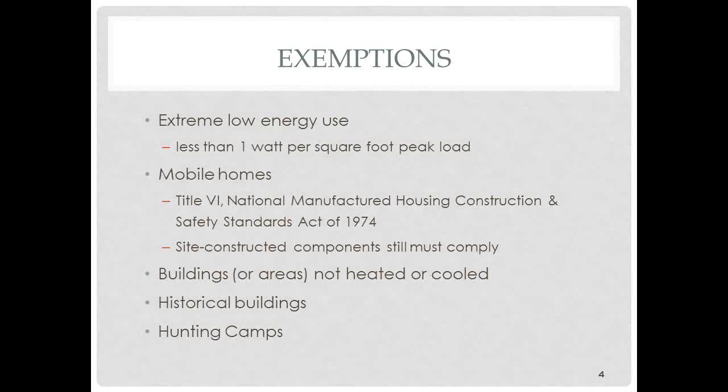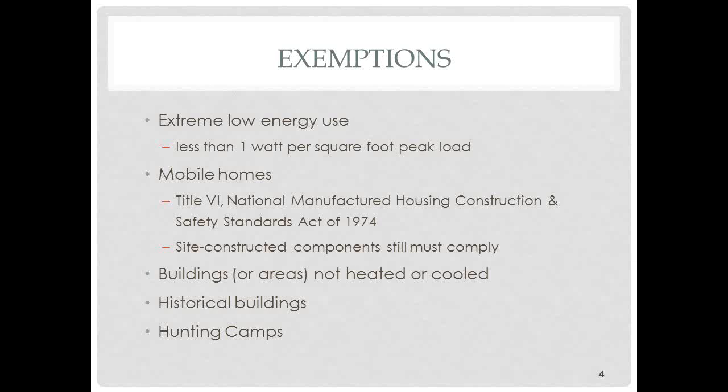The way that we describe this often is that for, let's say, a 3,000 square foot house, that means you have to be able to heat the house on the coldest morning of the year using no more than 3,000 watts. For those of you who don't really have a feel for what 3,000 watts is, it's basically 2 small hair dryers. So if you can heat your house with a couple of hair dryers, then you may be exempt from the code.